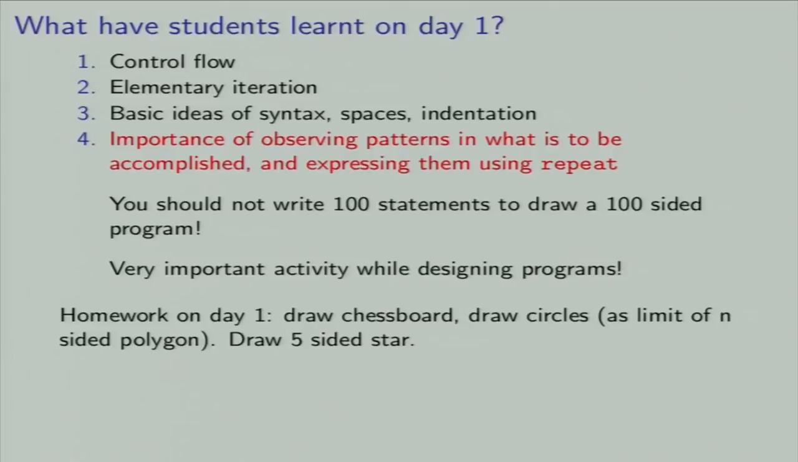The typical homework on day one is something like draw a chessboard. Somebody was saying several squares, make it into a chessboard. Again, nested repeats will do it. What is a circle? A circle is a polygon, but where the number of sides is very large. It doesn't have to be infinity. It can be something like 20, which will be enough for most displays. You have to figure out how big it needs to be.